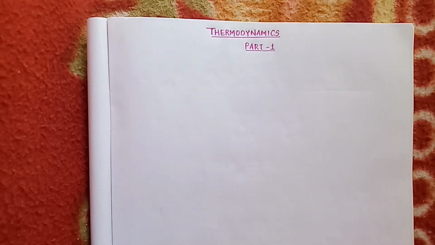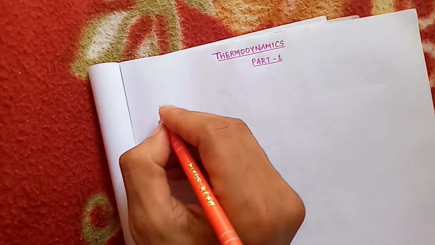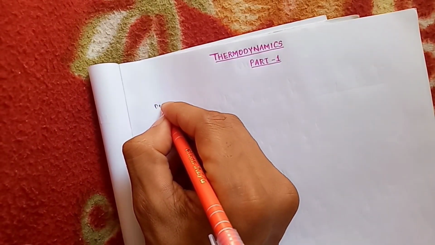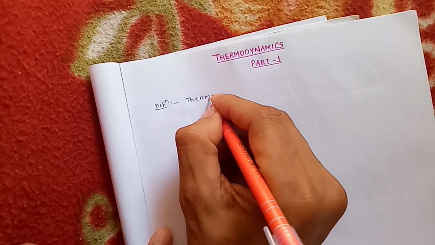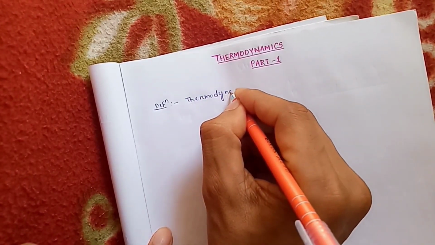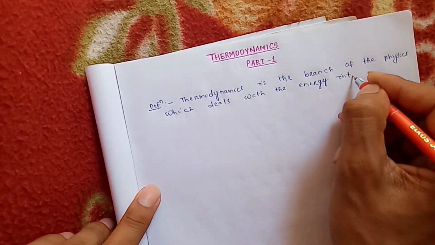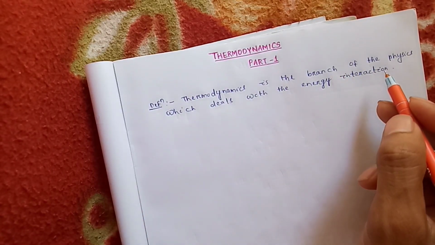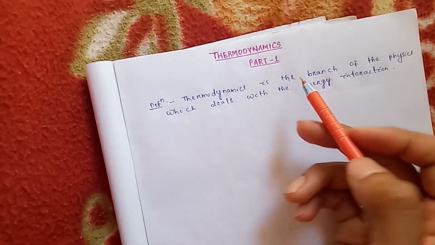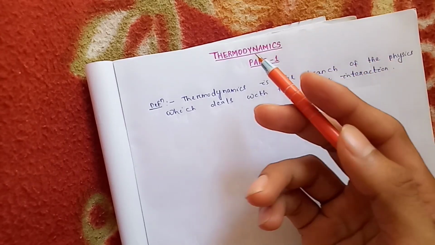Now, first of all, we need to know what is thermodynamics. We know well from the definition that thermodynamics is the branch of physics which deals with the energy interaction. Now, what do you mean by energy interaction? Energy interaction क्या होता है? Energy interaction means simply the heat energy converted to the work energy.